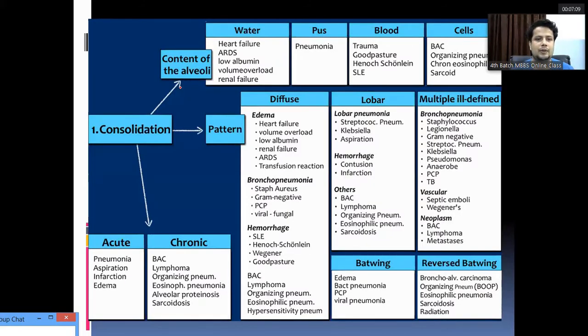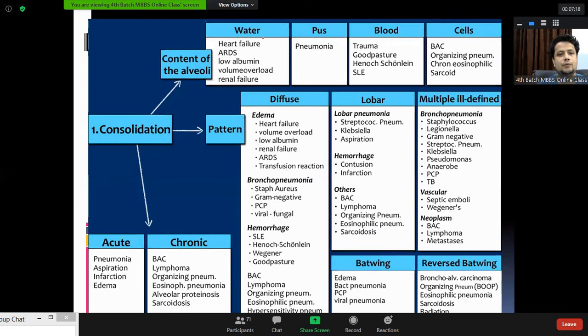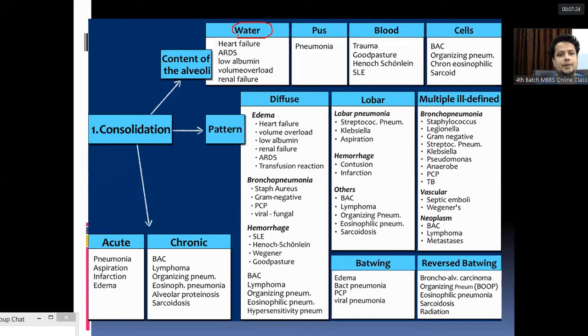Different types of consolidation can be divided according to the content in the alveoli. If there is water in the alveoli, it may be because of heart failure or acute respiratory distress syndrome. If there is pus, it is due to pneumonia. If there is blood, it is usually due to trauma or vasculitis, which may cause pulmonary hemorrhage. If there are cells inside the consolidation, it is usually due to bronchoalveolar carcinoma. I'm not naming all these differentials because you need to remember only the most important ones.